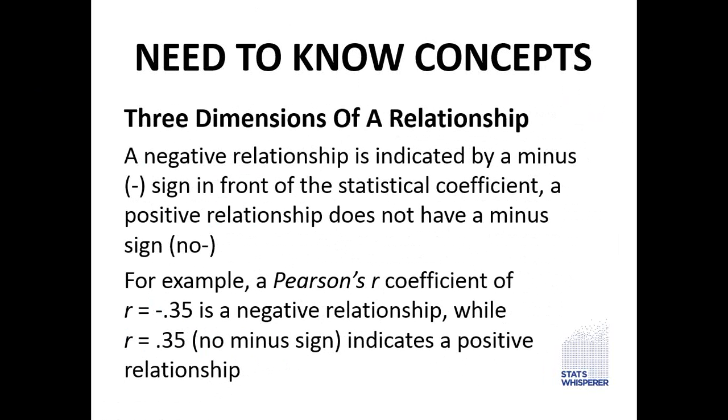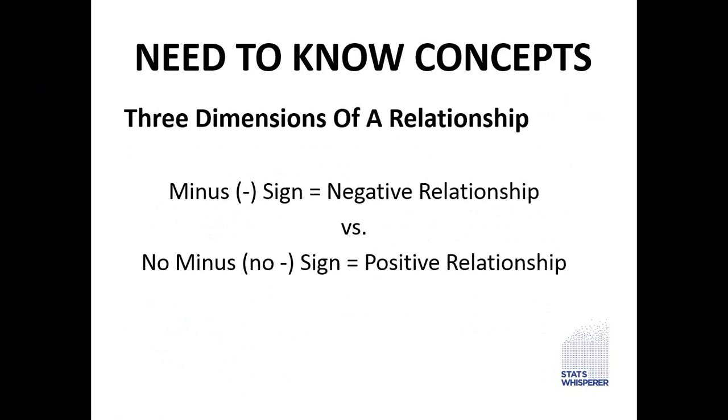They're indicated in statistics with a minus sign or the lack thereof. A negative relationship is indicated by the presence of a minus sign in front of the statistical coefficient. A positive relationship does not have a minus sign. For example, if we look at the Pearson r coefficient, which is a correlation coefficient, if r equals negative 0.35, there's a negative relationship. But if there is not a minus sign, where r equals 0.35, then that indicates a positive relationship. As I said, we'll be going through this many, many times. To sum it up, the presence of a minus sign means a negative relationship; no minus sign, a positive relationship.